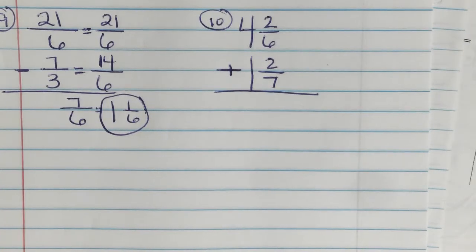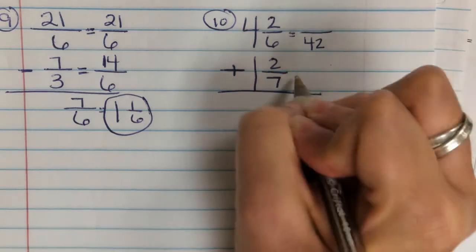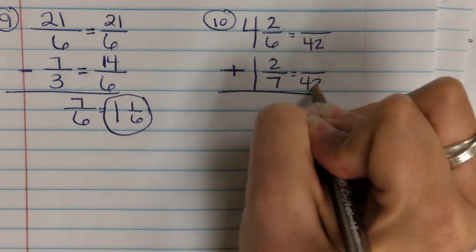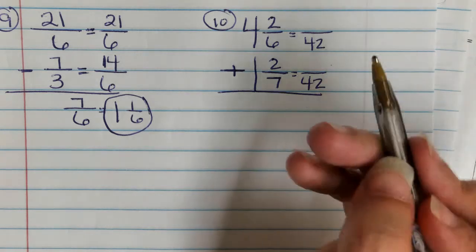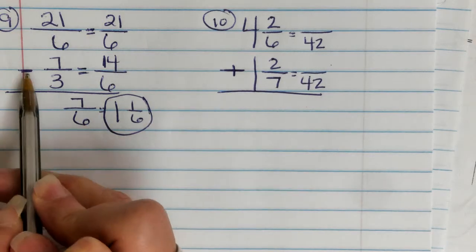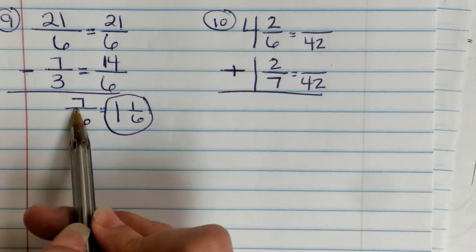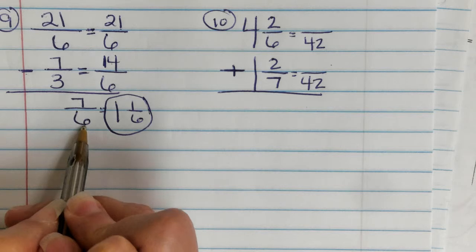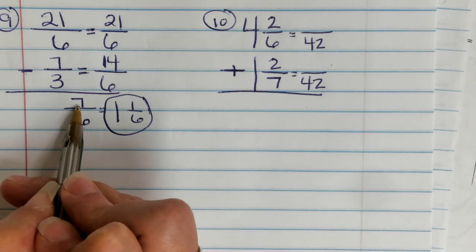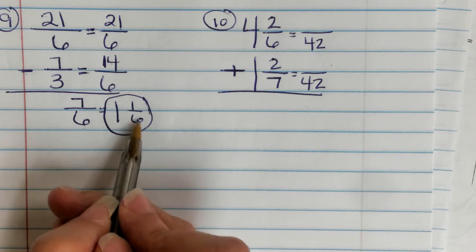Now number 10. We'll be finding the common denominator of a 6 and a 7, which is 42. Okay, it was subtraction. So I got the 21 minus 14 is 7. And then because the top number is bigger than the bottom, I got to divide. 6 goes into 7 one whole time. Then there'd be 1 left over out of 6.